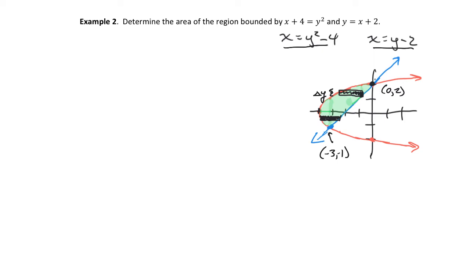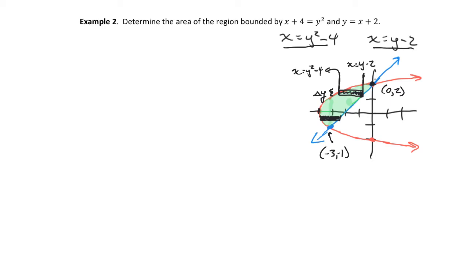Once again, we want to start from the rightmost curve. The rightmost curve is the blue curve. The blue curve here is the line, which is x equals y minus 2. We're going to go to the leftmost curve, which is the parabola, x equals y squared minus 4. So remember, we're doing the rightmost curve minus the leftmost curve, because if you take 2 points at the same height, the point on the right will have the larger x value. When we want to find the distance between 2 points, we take the larger x value minus the smaller one.